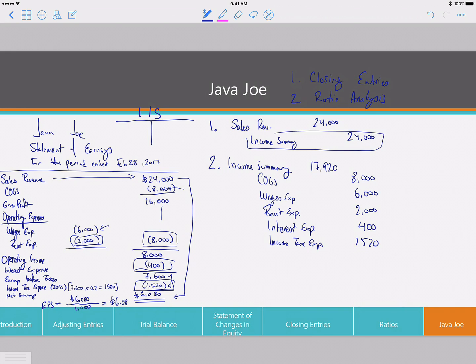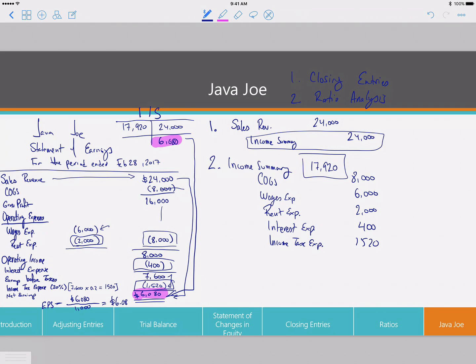We had a credit of $24,000, and we had a debit of $17,920. And so if we were to subtract these two, this would give us an ending credit balance of $6,080. So if you look right here, that equals our net income for the period. And it should, and you can always double check that. It has to add up.